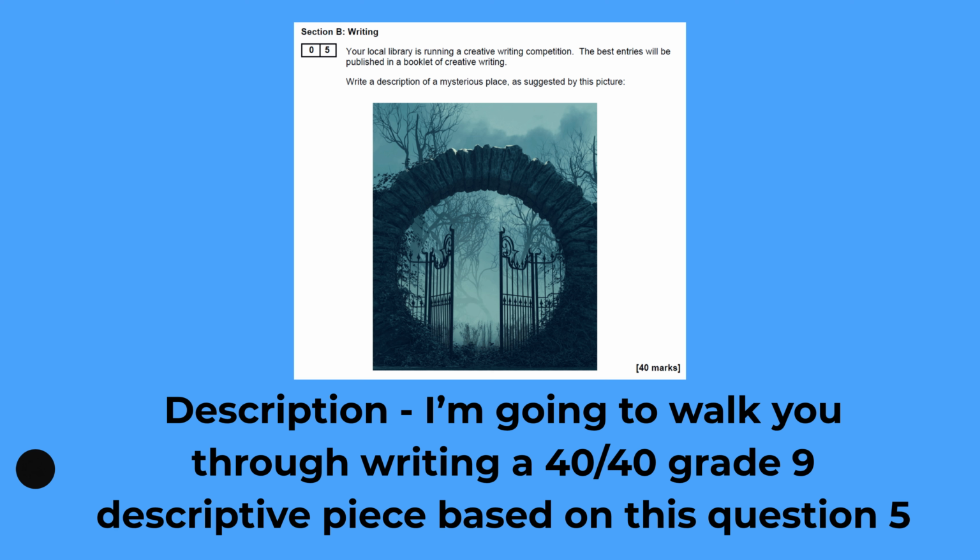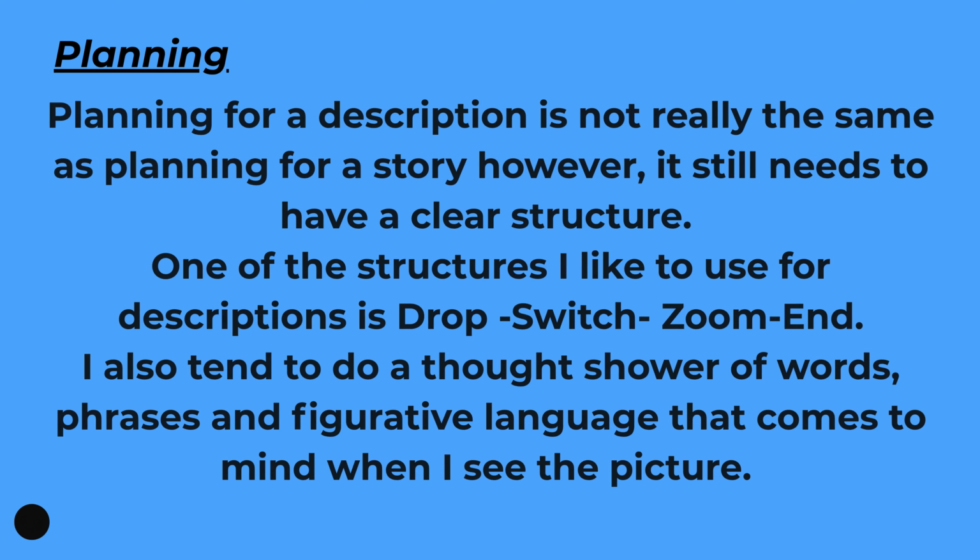The reading piece was from a book about a mill. A great book because I actually read it after it had been on the exam. And this was the writing prompt: a very spooky, mysterious looking place with a circular gateway. So I'm going to walk you through writing a 40 out of 40 grade 9 descriptive piece based on this particular question 5.